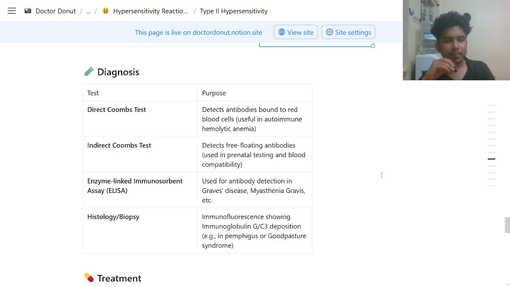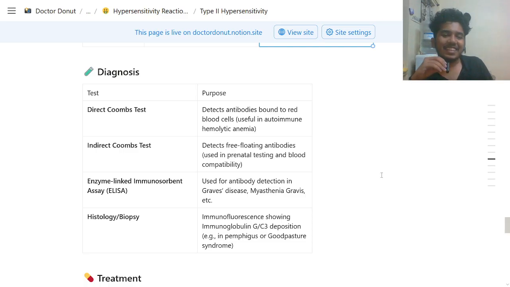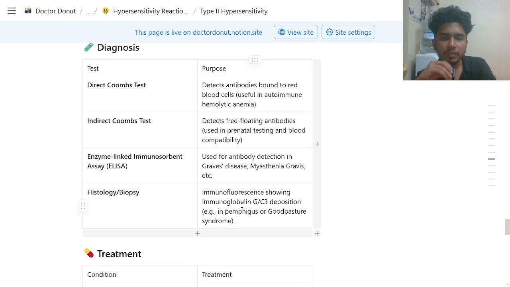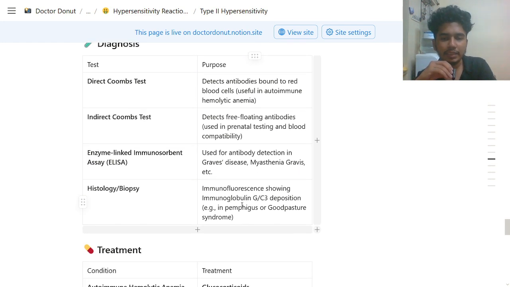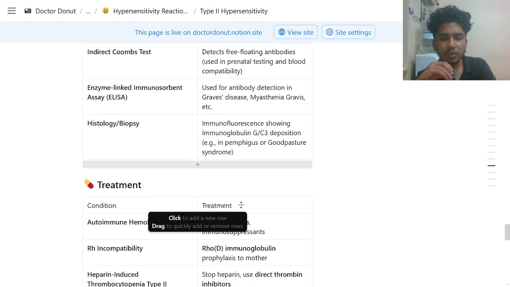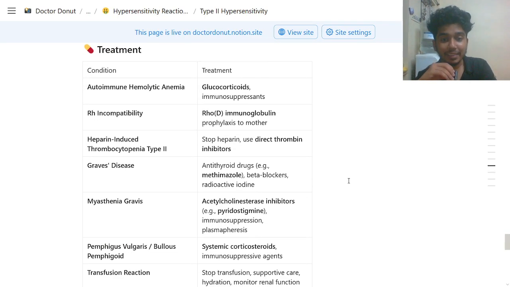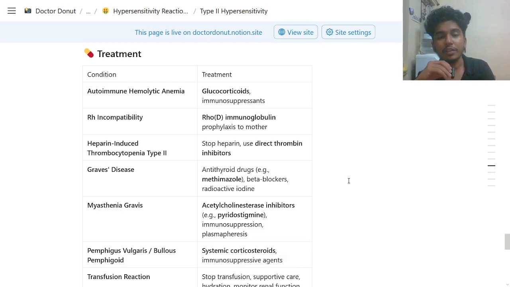Then you have ELISA, which is the name of Hamilton's wife's sister. Enzyme-linked immunosorbent assay, which is used for antibody detection in Graves' disease and myasthenia gravis. And then you can do histology and biopsy, wherein you'll see immunofluorescence showing immunoglobulin G and C3 deposition in pemphigus or Goodpasture. I'll upload images of this in a separate video about the disease itself, because if I do everything in here, this video is going to be longer than it already is.